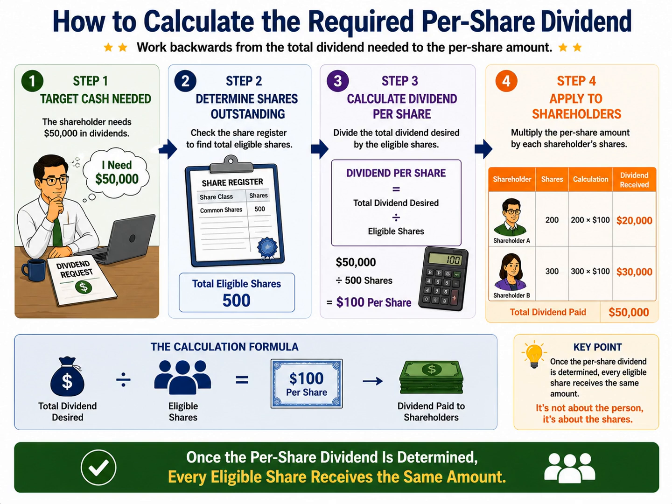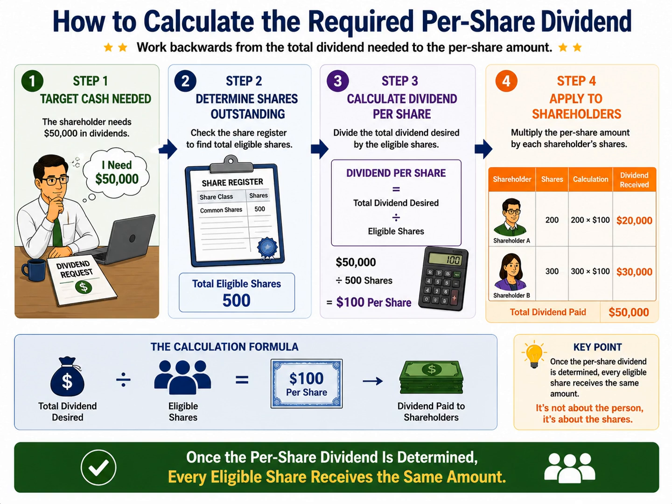Now comes the key calculation. To determine the dividend per share, divide the total dividend desired by the number of eligible shares. $50,000 divided by 500 shares results in a dividend of $100 per share. Once the per share amount has been calculated, applying it to individual shareholders becomes straightforward. Each shareholder receives the same amount per share, multiplied by the number of shares they own.